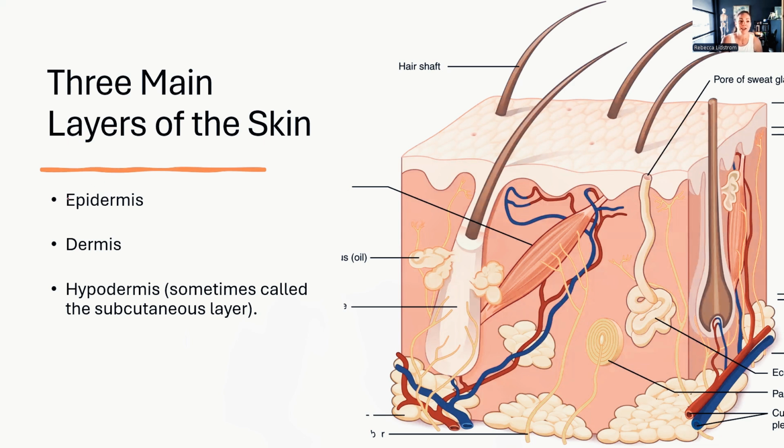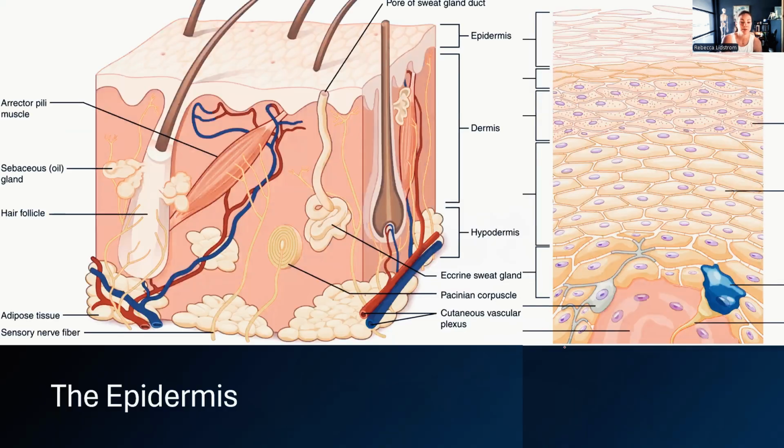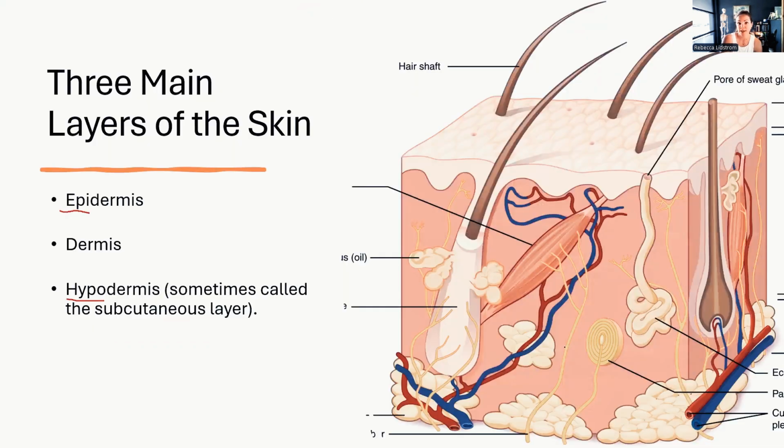Now, I do want to take a note of these words: epi, which is always going to mean on top of, and hypo, which is going to mean below. So we'll see these words used again.